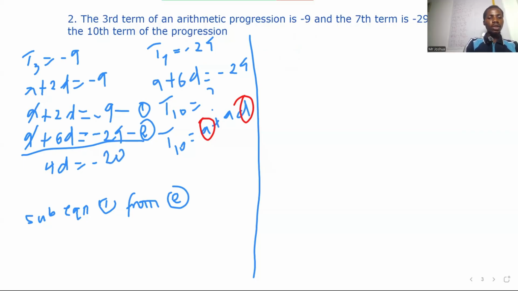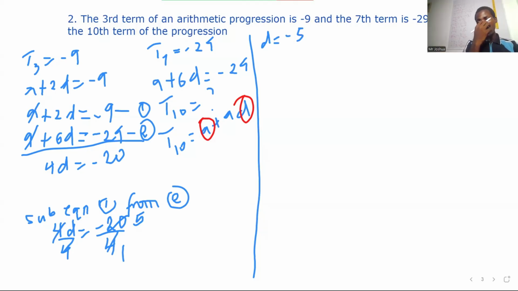So if we do the division of this, we're going to have 4d equals what? Minus 20. If we divide both sides by the coefficient of d, which is 4, 4 cancels 4, 4 here is 1. 4 in this is what? Minus 5. Then our d equals minus 5. But d isn't what we are looking for. We have to look for our a as well, so we can find our T10.